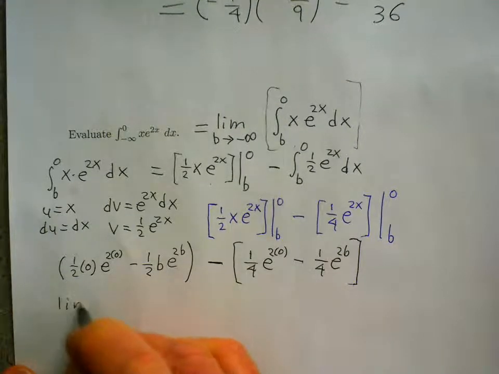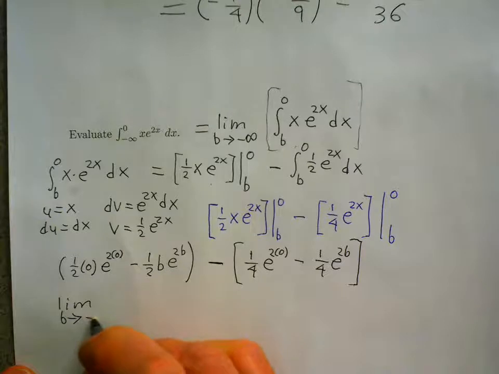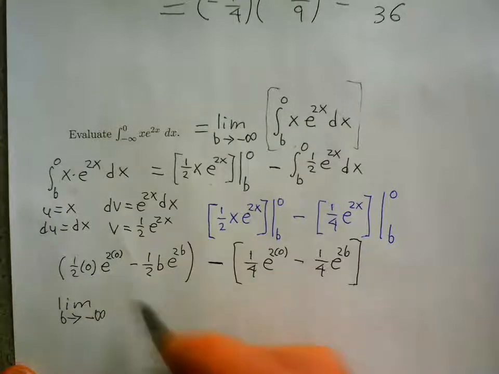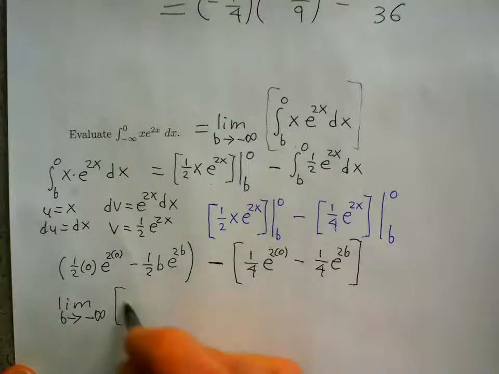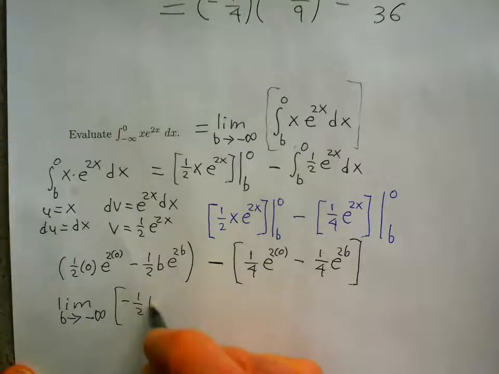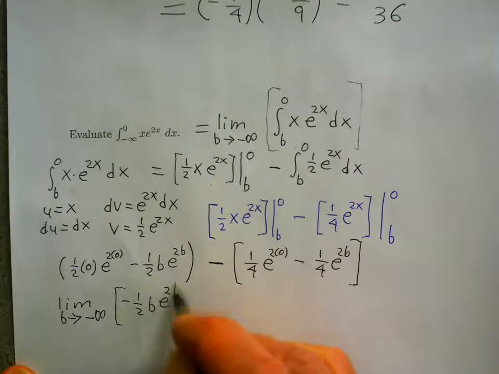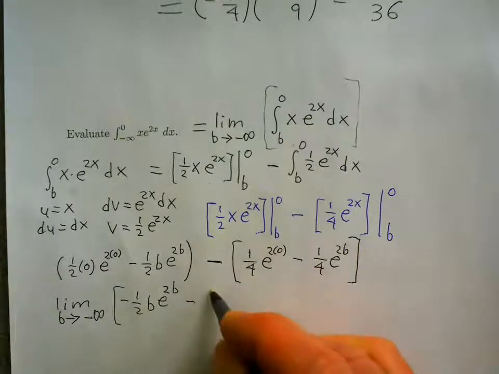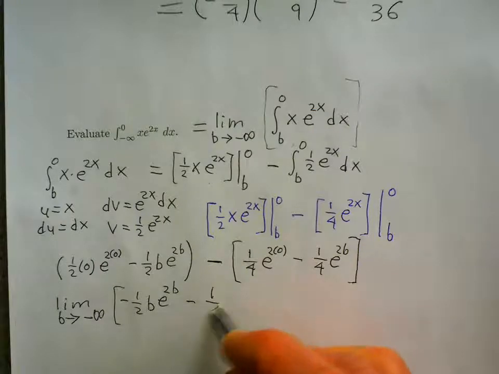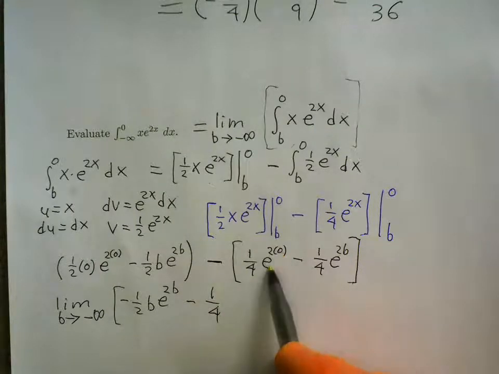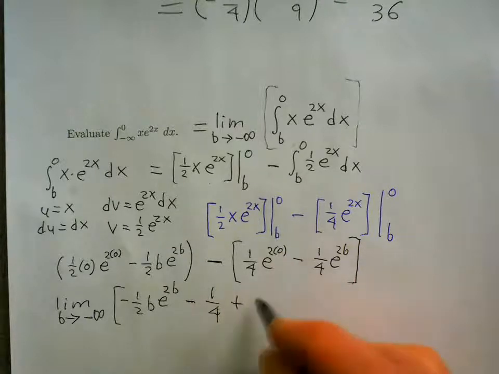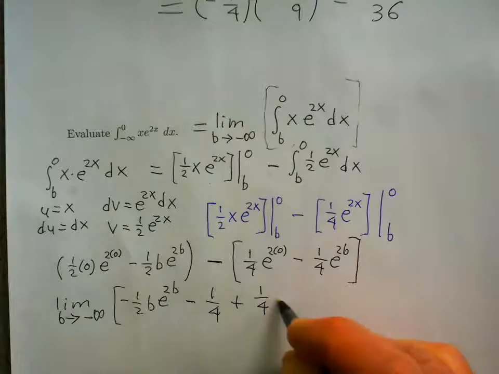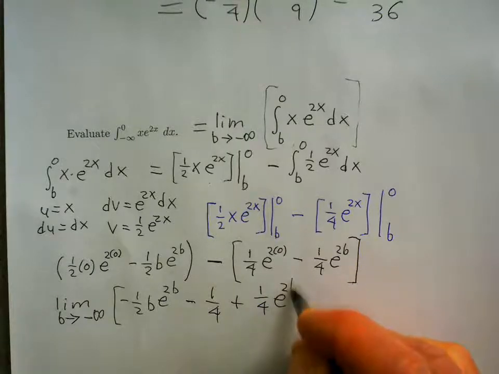So the limit as b approaches negative infinity, and here we have negative 1/2 b times e to the 2b. We'll go ahead and distribute subtraction, so we get minus 1/4. E to the 2 times 0 is just 1, so this is minus 1/4, and then plus 1/4 times e to the 2b.